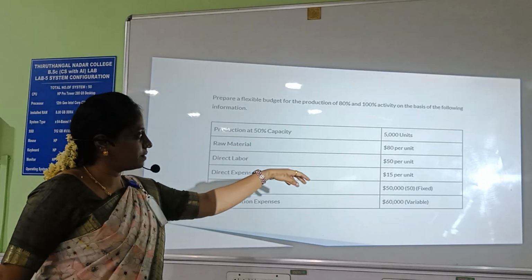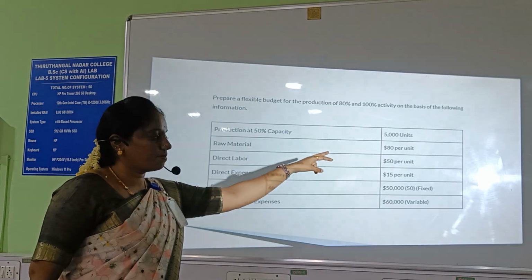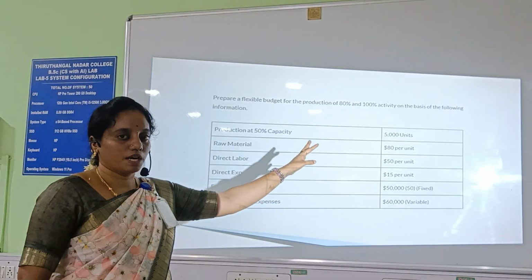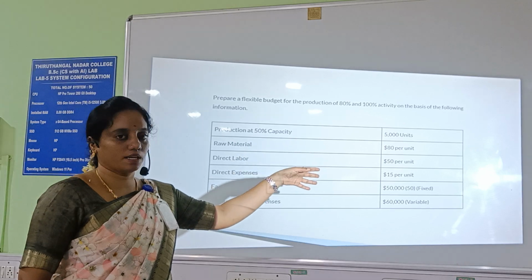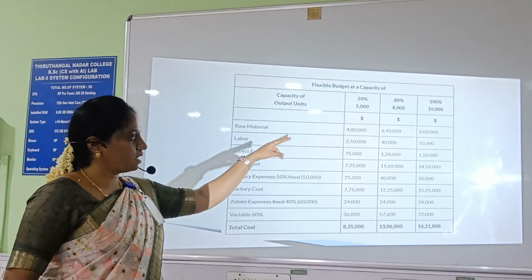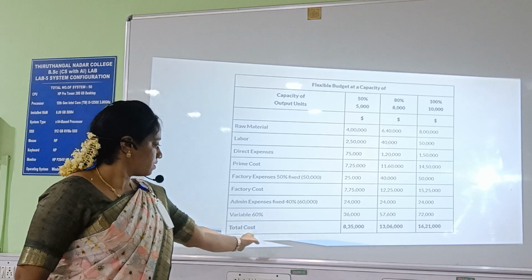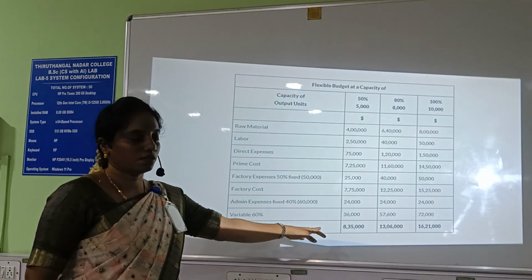So raw material is 80 per unit. So production at 50% capacity is 5,000 units. So we have to multiply 5,000 into 80, which will give you 4 lakhs. And likewise we have to put all the items. Total cost will arrive at a sum.